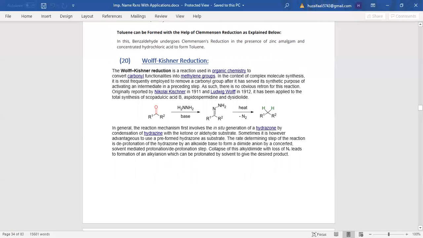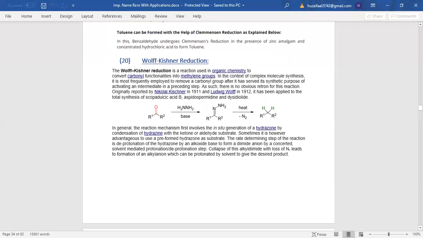It has been applied to the total synthesis of scopadulcic acid B, aspidospermidine, and dictyodendrillin. In general, the reaction mechanism first involves the in situ generation of hydrazone by condensation of hydrazine with a ketone or aldehyde substrate.